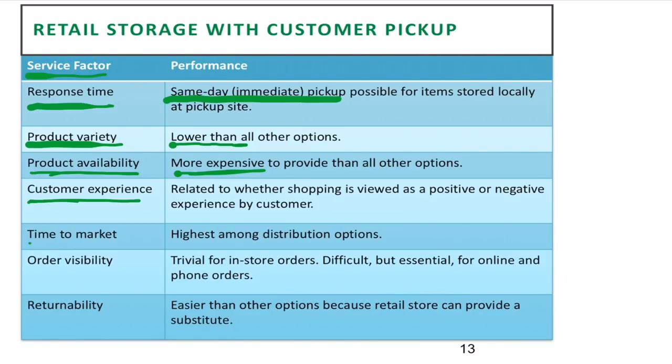Time to market, this is going to be highest if you compare with any other distribution network design. Any new product, it takes time for that product to reach each and every store. Order visibility, obviously, if somebody is shopping in the store, those items are already there. But for orders that are placed online, that could be challenging. And the last item, returnability. This is the easiest one because customers have access to these retail stores. They can go anytime if they find the product has any issues.